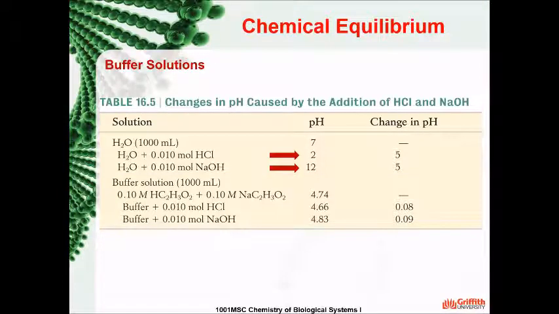In the second example, we have a buffer system with a pH of 4.74. If we add 0.01 mole of HCl, the pH will drop only slightly to 4.66. If we add 0.01 mole of sodium hydroxide, the pH will only increase slightly to 4.83.